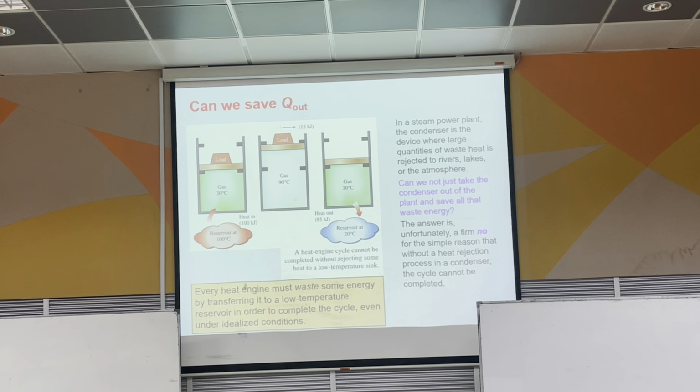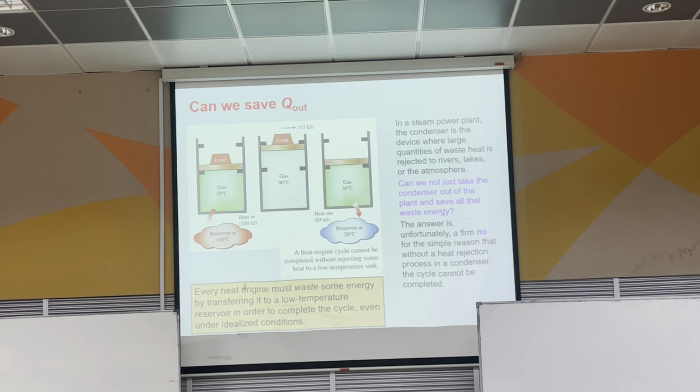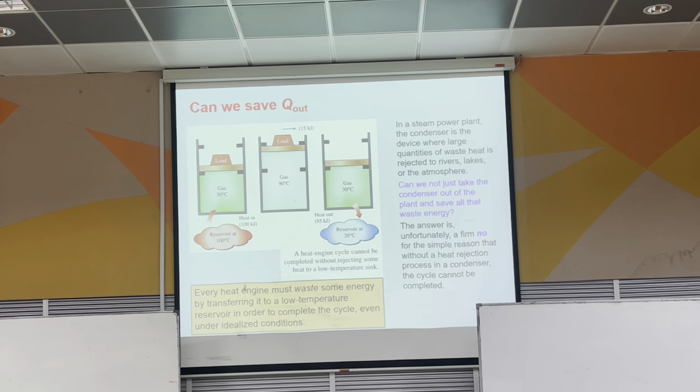Okay, so can we save Q out? What we are trying to say here is this. In a steam power plant, the condenser is a device where large quantities of waste heat is rejected to rivers, lakes or atmosphere. Can we just take the condenser out of the plant and save all the waste energy? The answer is no, obviously. Without heat rejection, this process cannot happen.